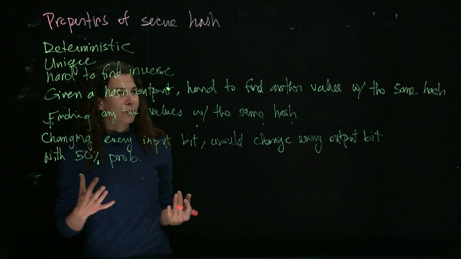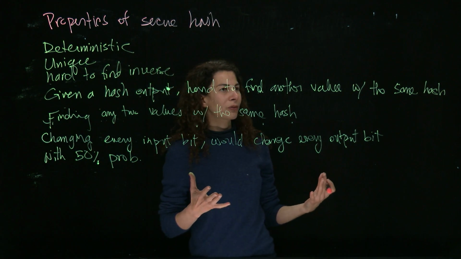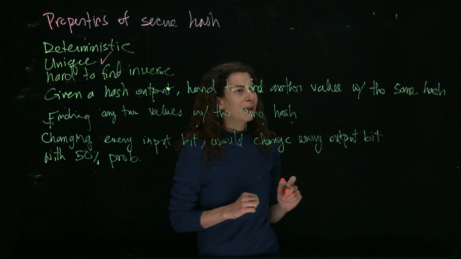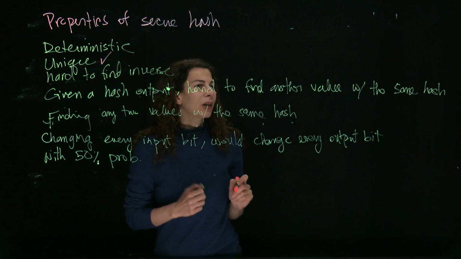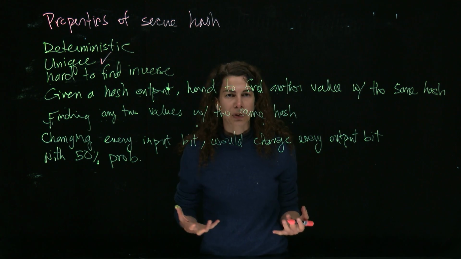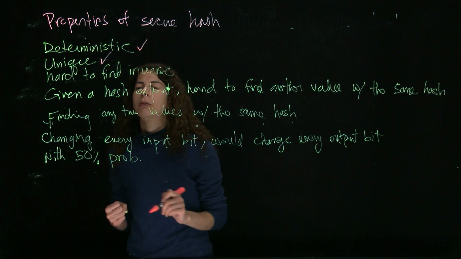The first property is, of course, uniqueness. So we want this to be unique, and this has to be satisfied by the hash algorithm. It also has to be deterministic. You don't want to hash to a different value every time you run the hash function. So this is another very important property.